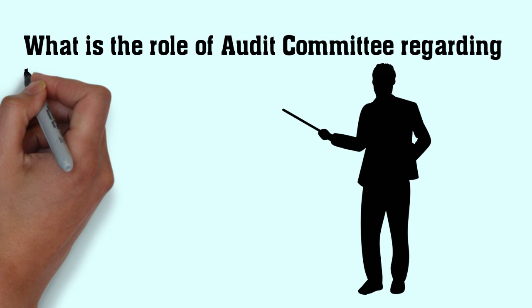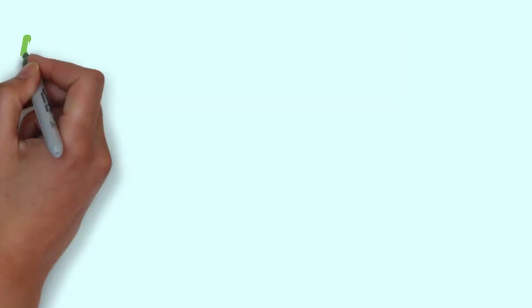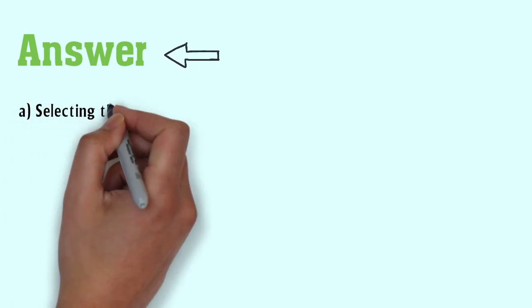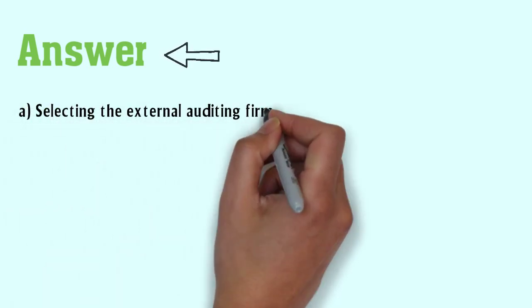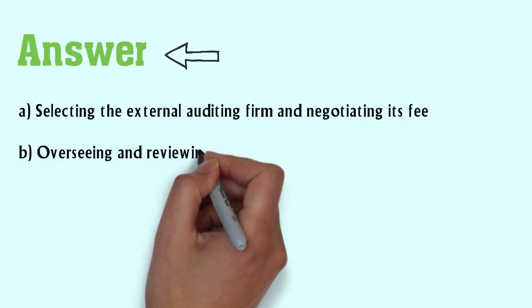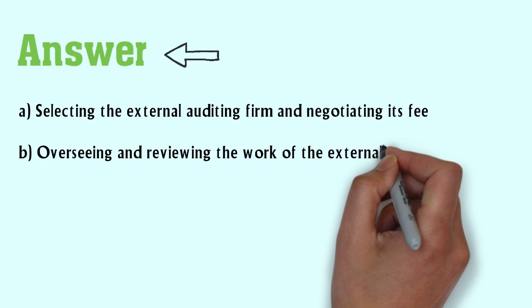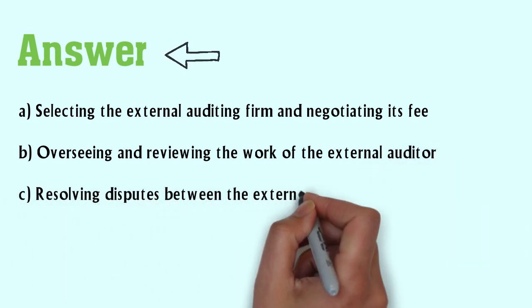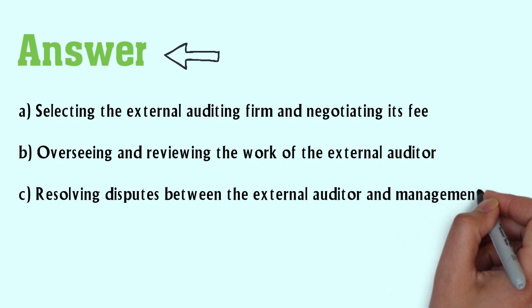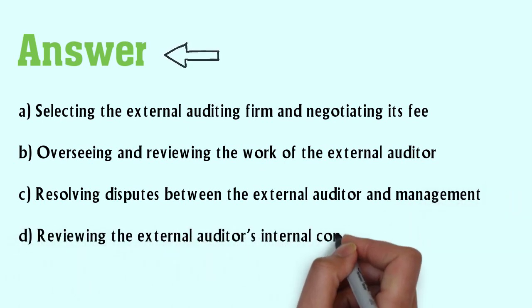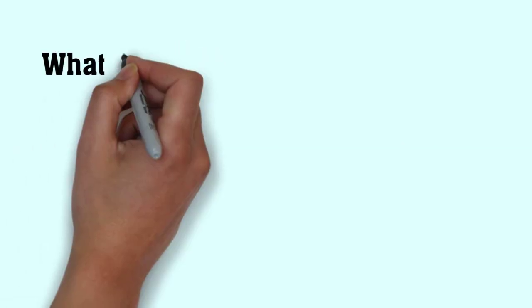What is the role of Audit Committee regarding the external auditors? The following are the other functions of the audit committee regarding the external auditor. A. Selecting the external auditing firm and negotiating its fee. B. Overseeing and reviewing the work of the external auditor. C. Resolving disputes between the external auditor and the management. D. Reviewing the external auditor's internal control and audit reports.